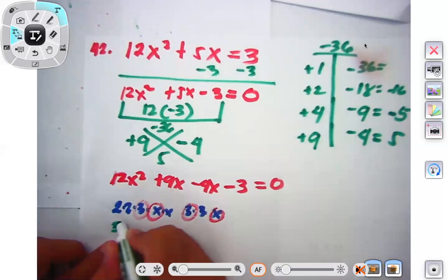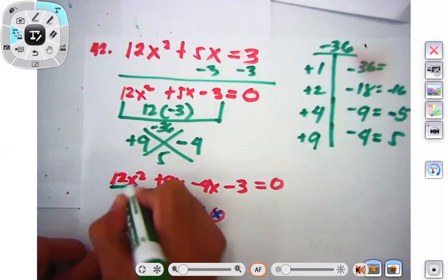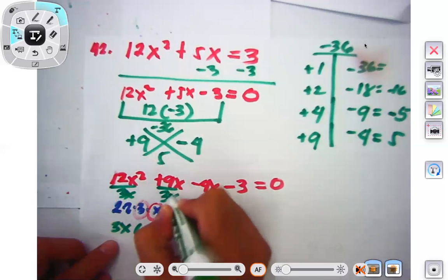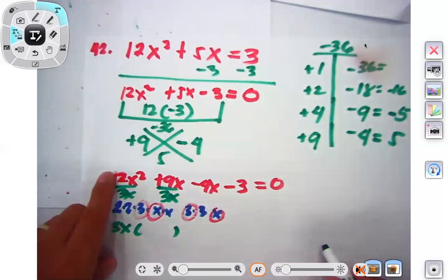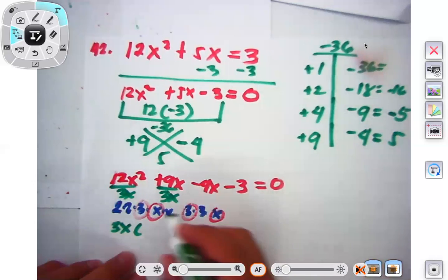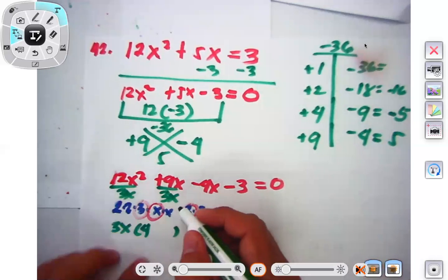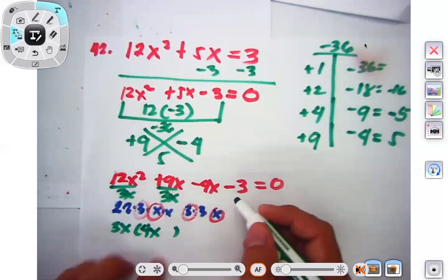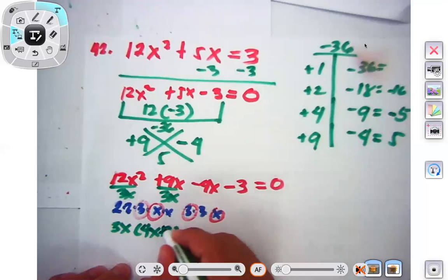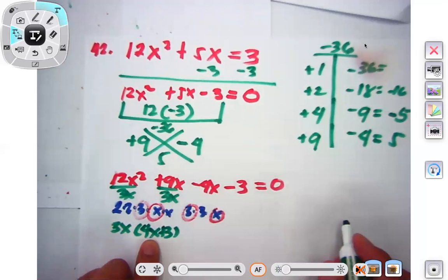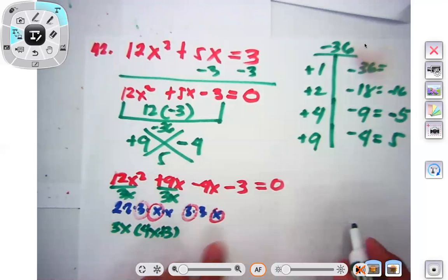So we factor out 3x. We divide this by 3x. 12 divided by 3 is 4. X squared divided by x is x, and then 9x divided by 3x is 3. You see 4x plus 3 here? This one should be 4x plus 3 also.